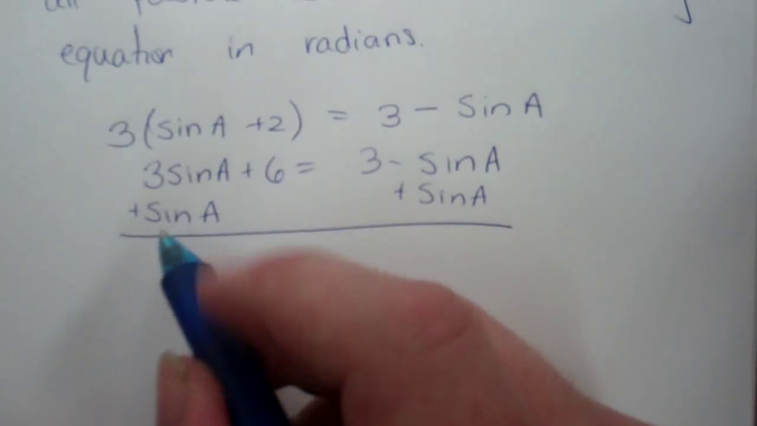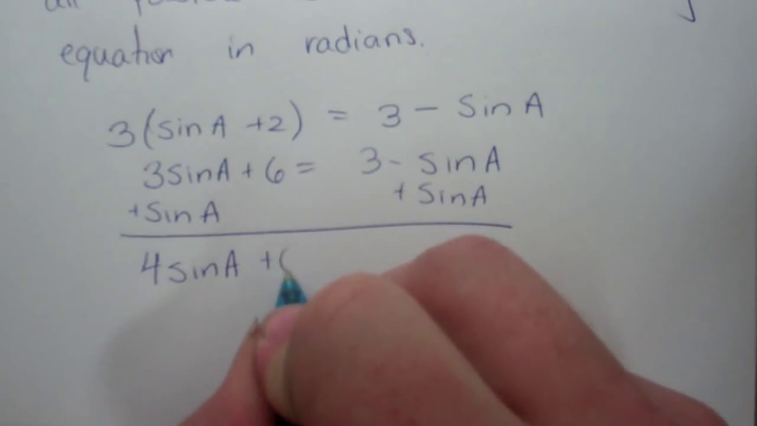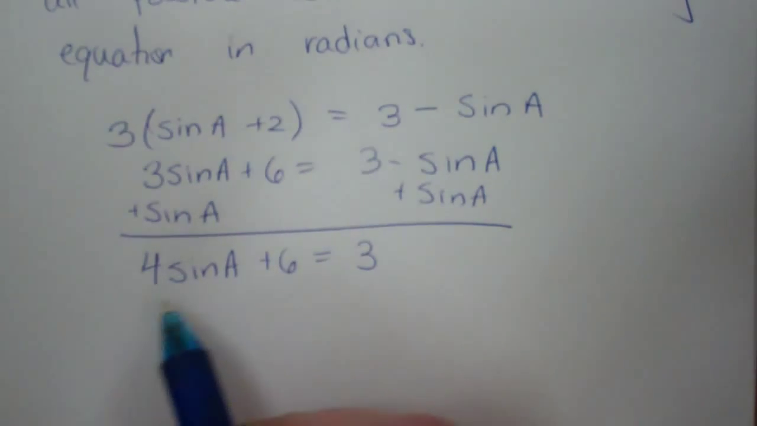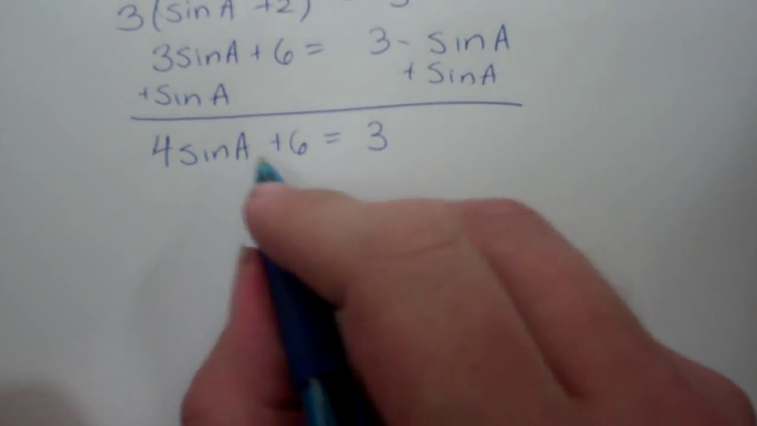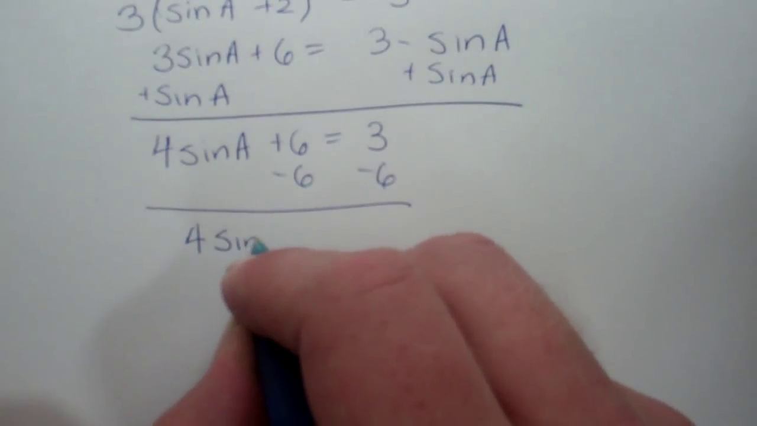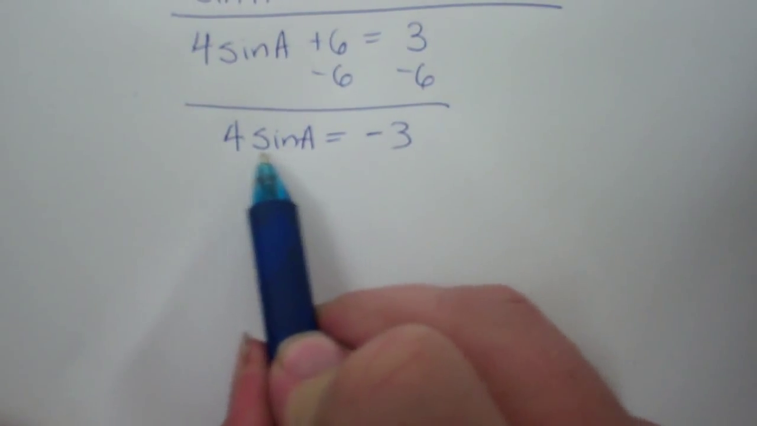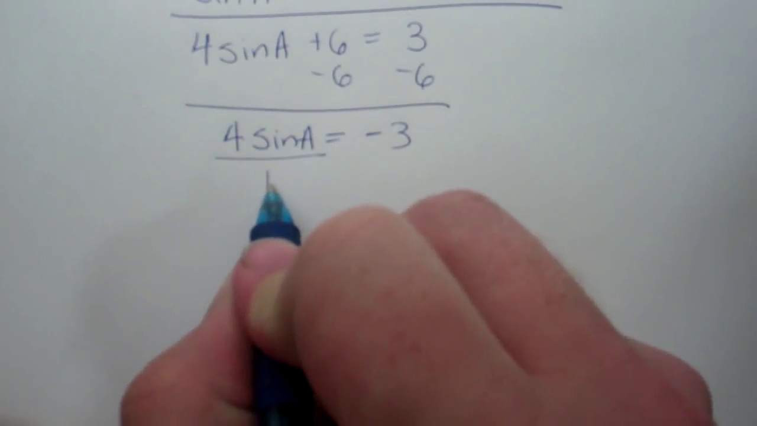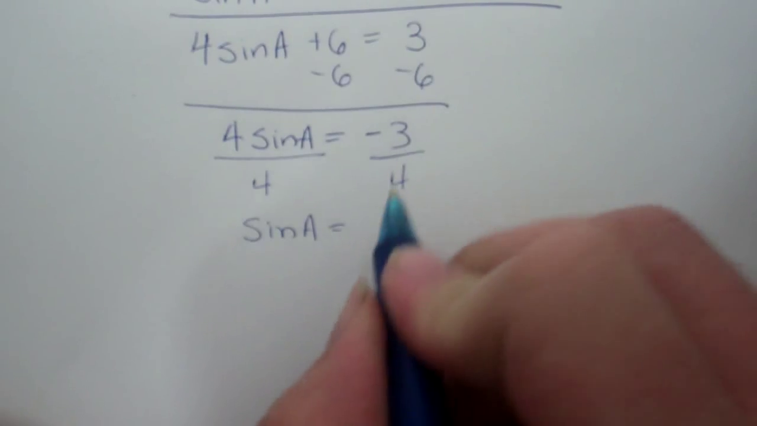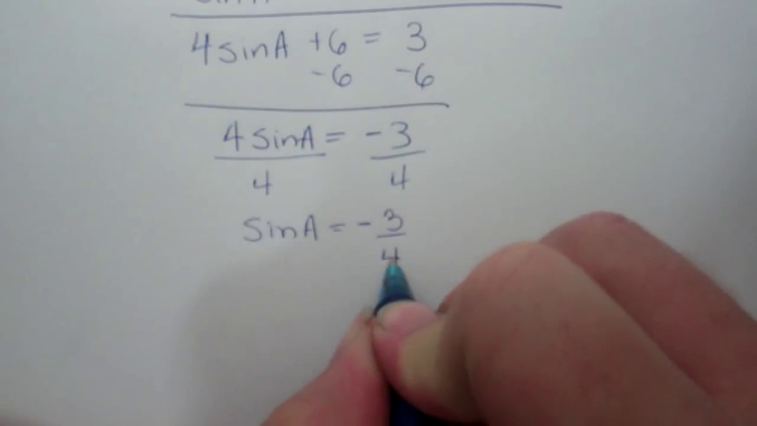3 sine of a plus a sine of a is 4 sine a. We can bring down this plus 6. This is gone, so we just have the 3. We need to isolate this sine a here, so we'll subtract 6 from both sides. We have 4 sine a is equal to negative 3. Again, we're isolating the sine of a, so now we'll divide both sides by 4. And we end up with the sine of a is equal to negative 3 over 4.